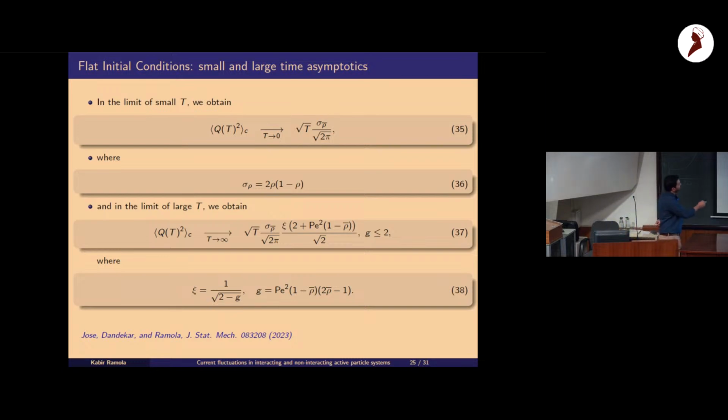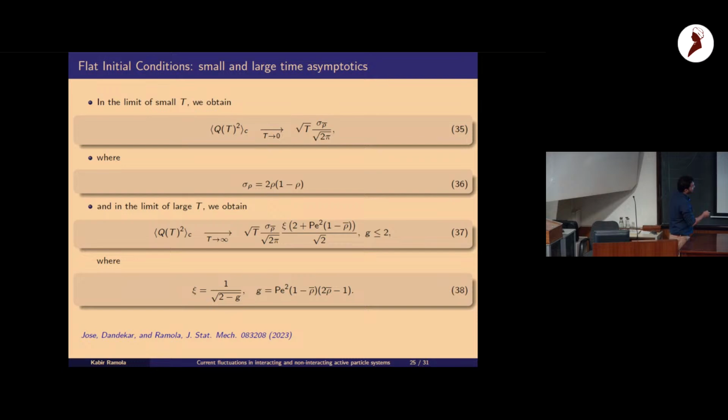So in the small time limit, we see that there's some square root t behavior emerging. In fact, this is exactly the same answer that you would get in the symmetric simple exclusion process. Because in the symmetric simple exclusion process, for short times, you're only seeing the bias, and the effect of the flipping has not yet come into play.